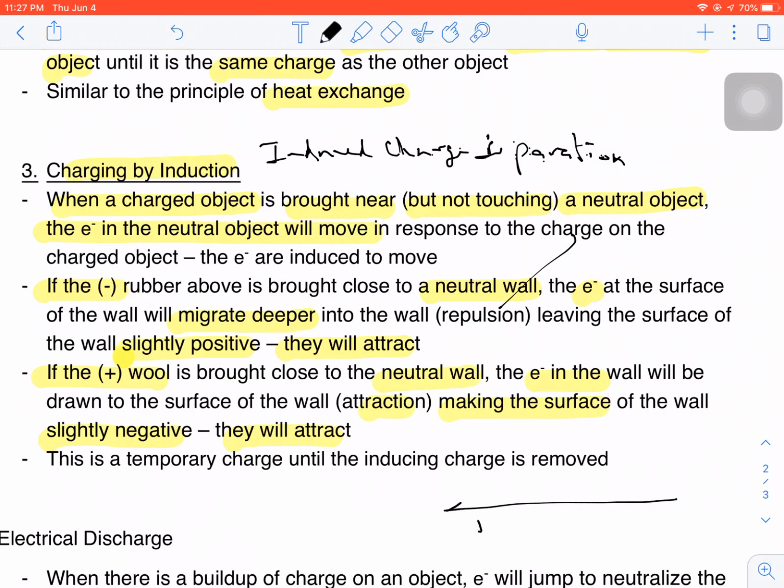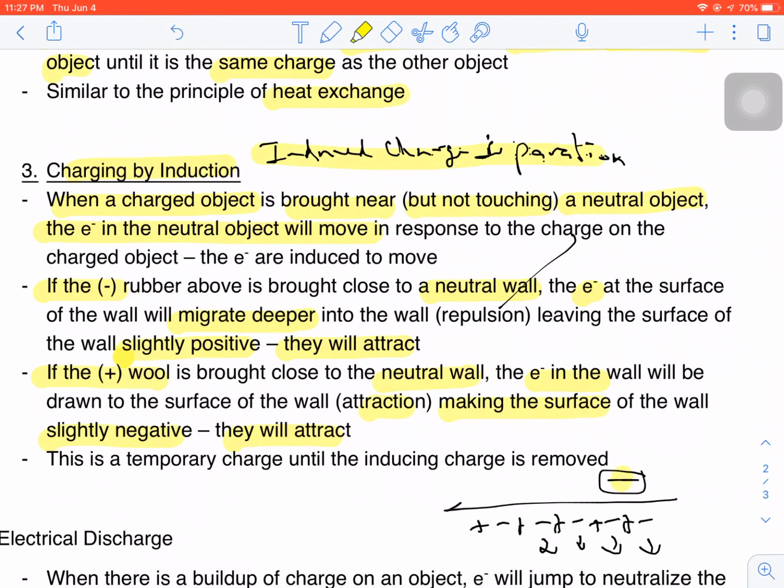Here's the wall with pluses and minuses, pluses and minuses, pluses and minuses. And if I bring a large negative charge towards it, I'm going to induce a charge separation. So the negatives will go deeper in the wall, leaving the front of the wall positive. The wall is still neutral. It still has the same number of negatives and positives, but I've caused the charge to separate. I have induced a charge separation in the wall.